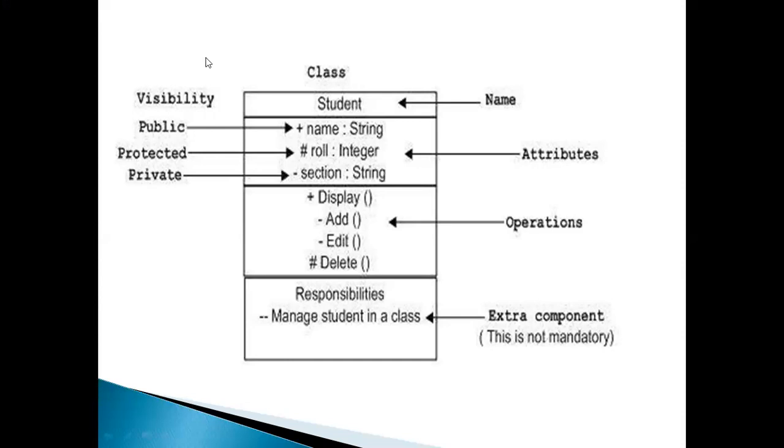Here, name, then data type. Name is a variable of data type string. Role is of integer. Section is of string. These are the attributes. Then operations: display, add, edit, delete. For display, the visibility is plus. Plus means public. For add, the visibility is minus. Minus means private. For edit, the visibility is minus. Minus means private. For delete, the visibility is hash. Hash means protected.